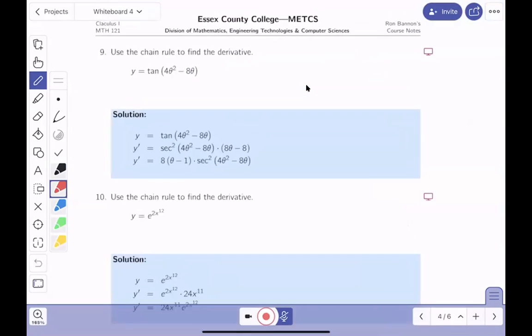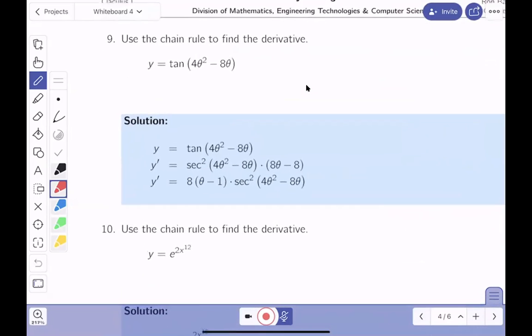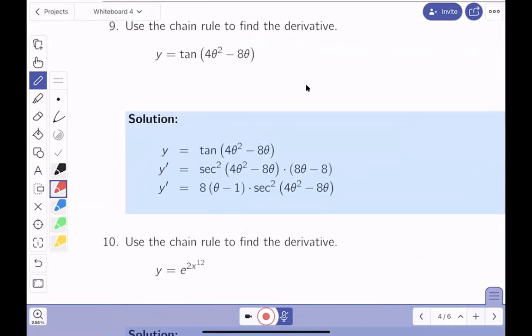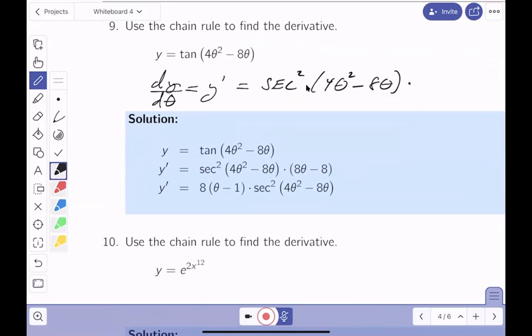And number 9 is, well, we have to do the tangent, right? So what do they want? Well, they want dy d theta, all right? And it's going to be an easier one, at least I believe so. Dy d theta. Again, some students write down y prime. As long as you know y prime in this case means dy d theta, that's fine. So what do you get? Secant squared, that's derivative of tangent. 4 theta squared minus 8 theta. And now I got to go to the inside. And what's its derivative? 8 theta, right? Minus 8.